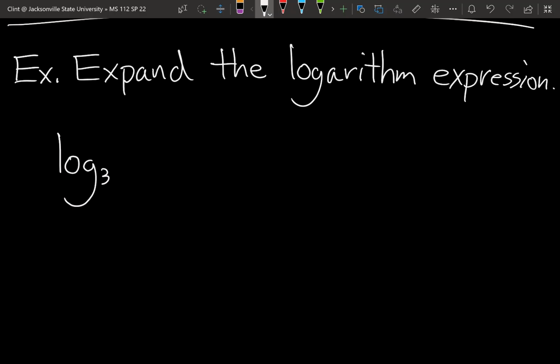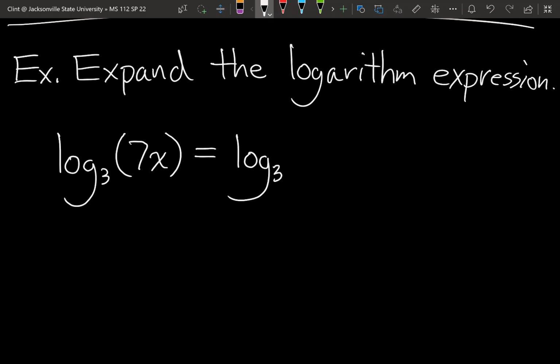I'll give this log base 3 of 7x. There's not too much going on in this one, so there's not a lot we can do to expand it. But one thing we can do, remember 7x means 7 times x. Since we've got a product in here, we can turn that into addition with logarithms. So this log base 3 of 7x gets split into 2 logarithms.